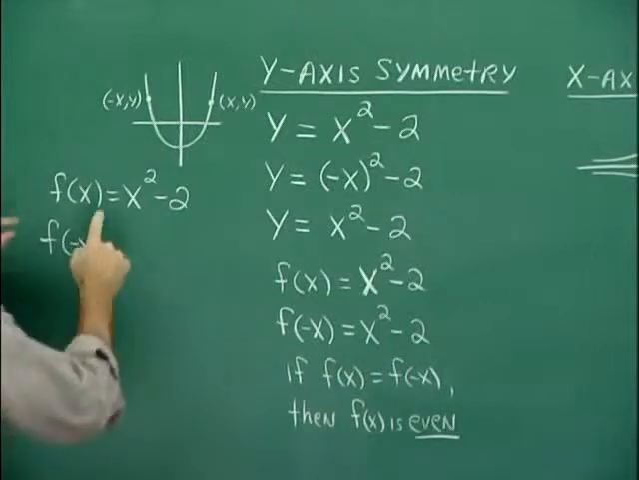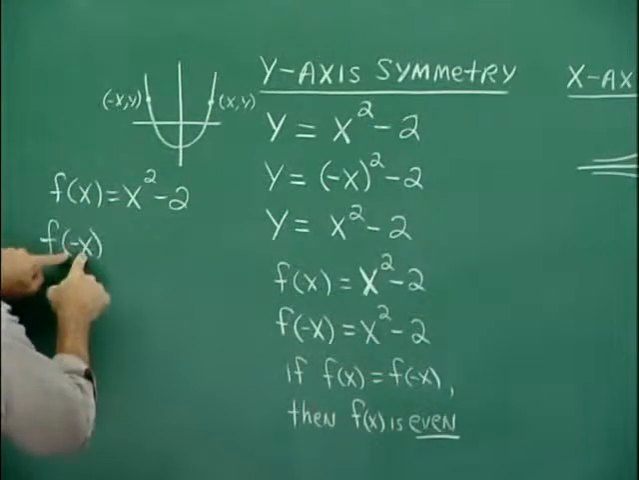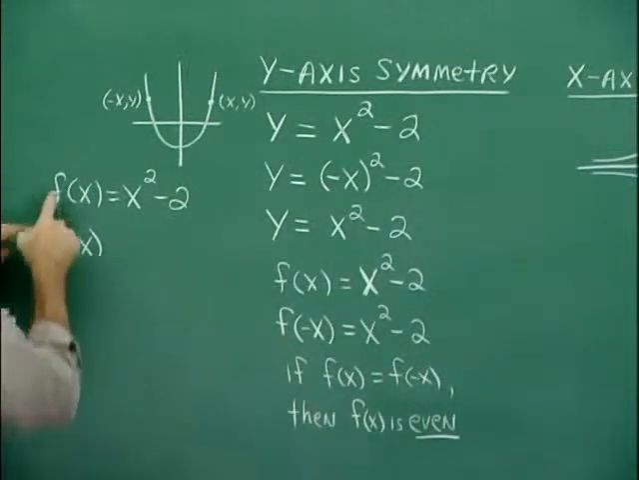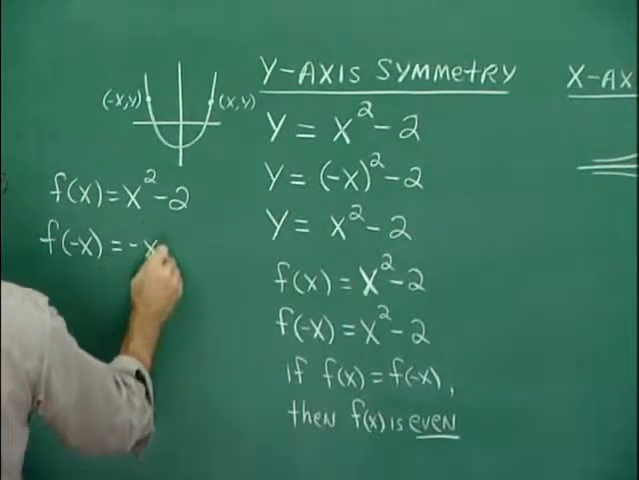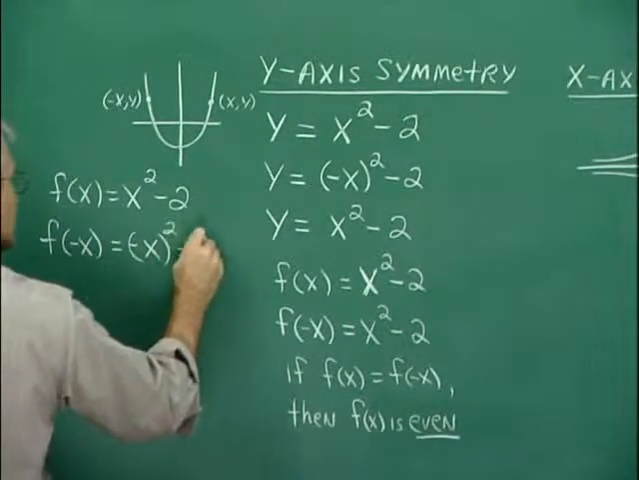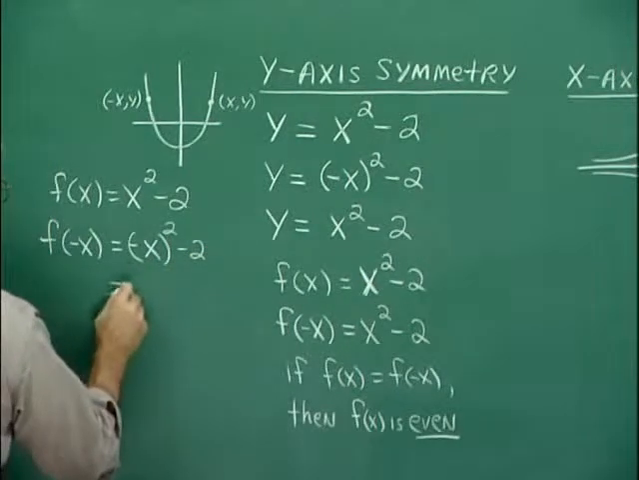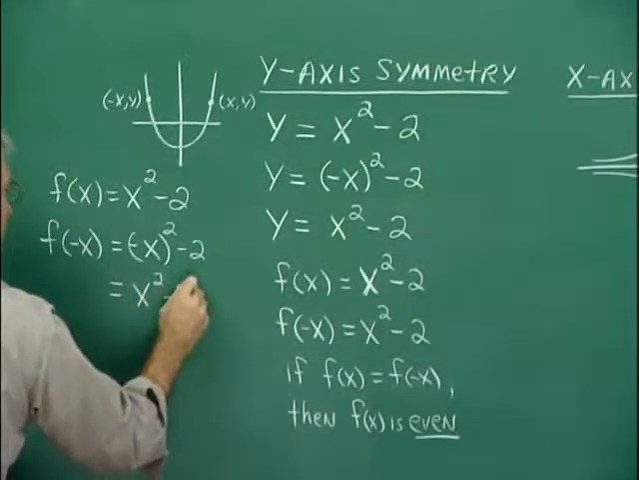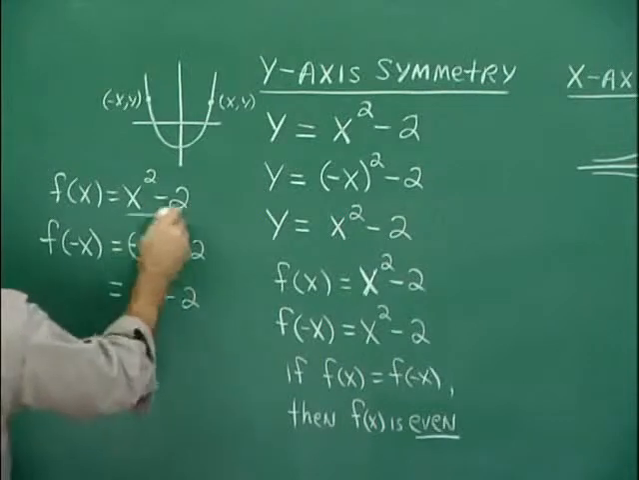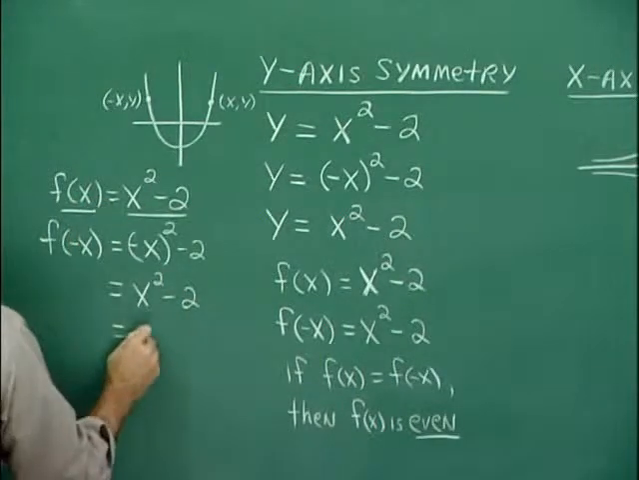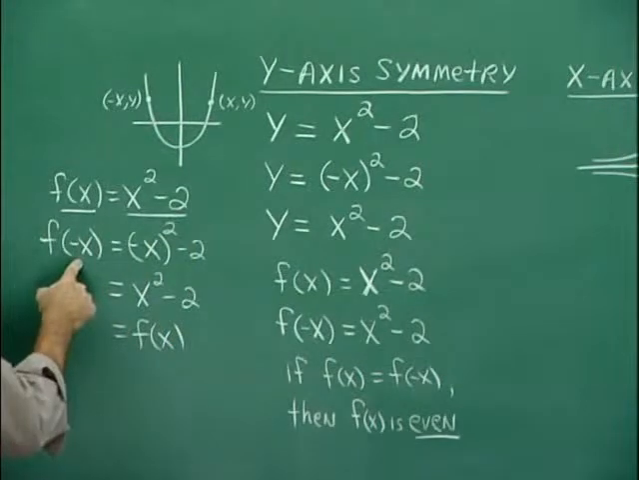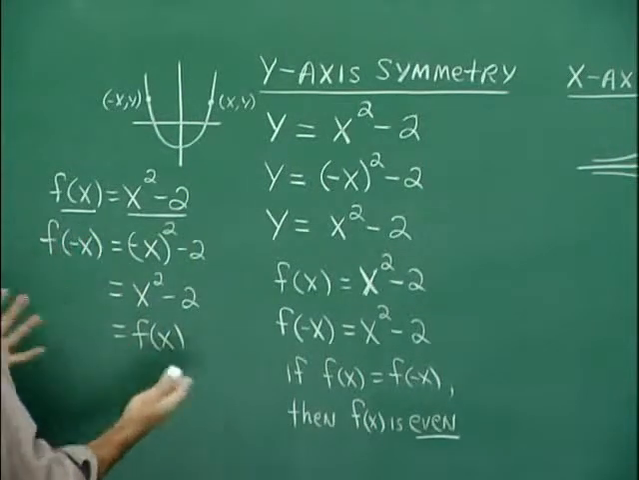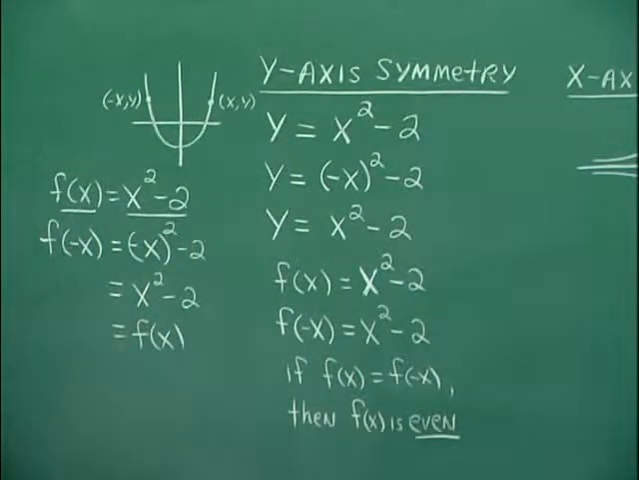Well, first of all, just make the substitution for f of negative x. This means in the f function, replace x with negative x. So this becomes negative x squared minus 2. And now this becomes x squared minus 2. But x squared minus 2 is this, which is that. So this is f of x. So f of x is equal to f of negative x, and we determine then that f of x is even. All right, that's the idea.